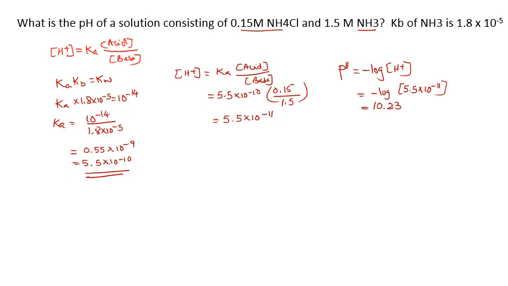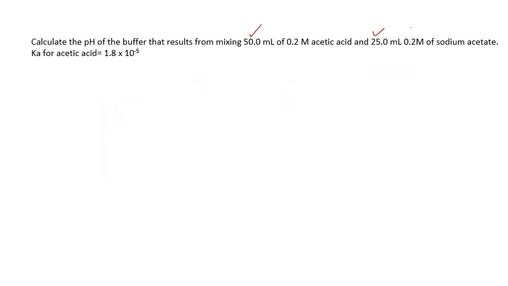And that makes sense because this is ammonia. Ammonia and ammonium chloride is a basic buffer. So for bases, pH will be above 7 and it is around 10.28. That makes sense, right? Now, the next question: calculate the pH of the buffer that results from mixing 50 milliliters of 0.2 molar acetic acid and 25 milliliters of 0.2 molar sodium acetate.